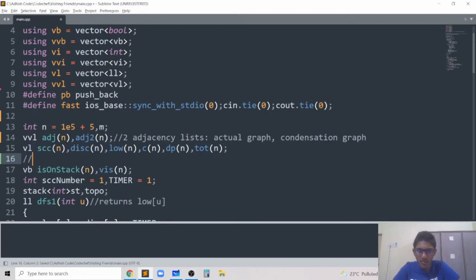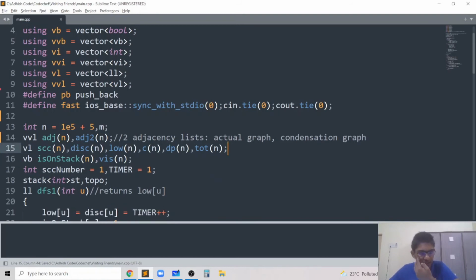Then I store some methods. I'm basically using Kosaraju's algorithm. That's why I store SCCs, the discovery value, the low value. c of i represents the initial population for each node i. tot of i represents the population in the condensation graph. dp of i represents the final value for the node i, or basically for the node in the condensation graph. And I have is on stack and visited.